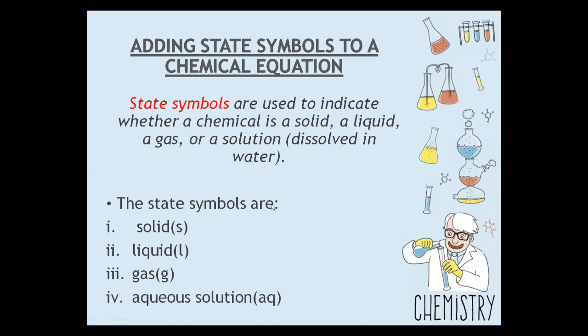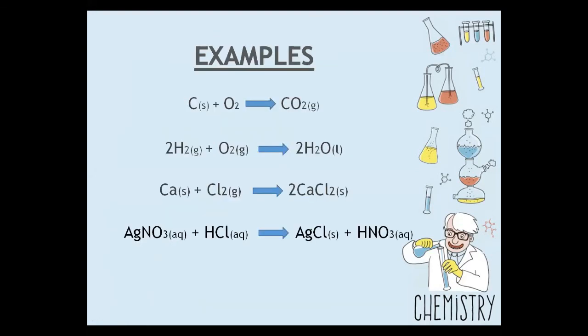The state symbols are S for solid, L for liquid, G for gas, and AQ for aqueous solution. And you will write these state symbols after the name of the chemicals. Okay. Now we will move to the next slide, in which the examples of state symbols are given.